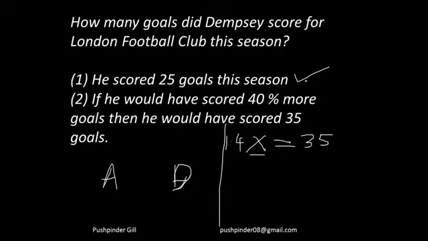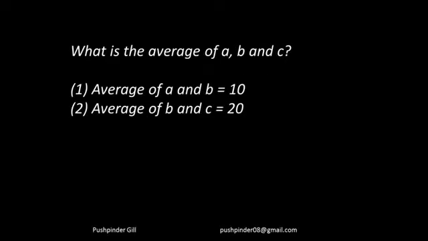So statement 1 alone is sufficient and statement 2 alone is sufficient. That means my answer option is D, right? I hope you understood that statement 1 alone is sufficient and statement 2 alone is sufficient. That means my answer option is D, D as David. Okay.